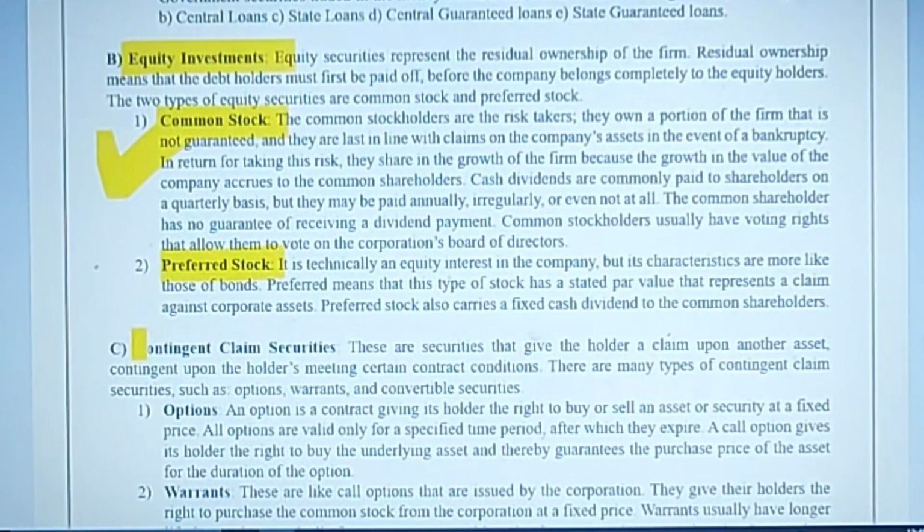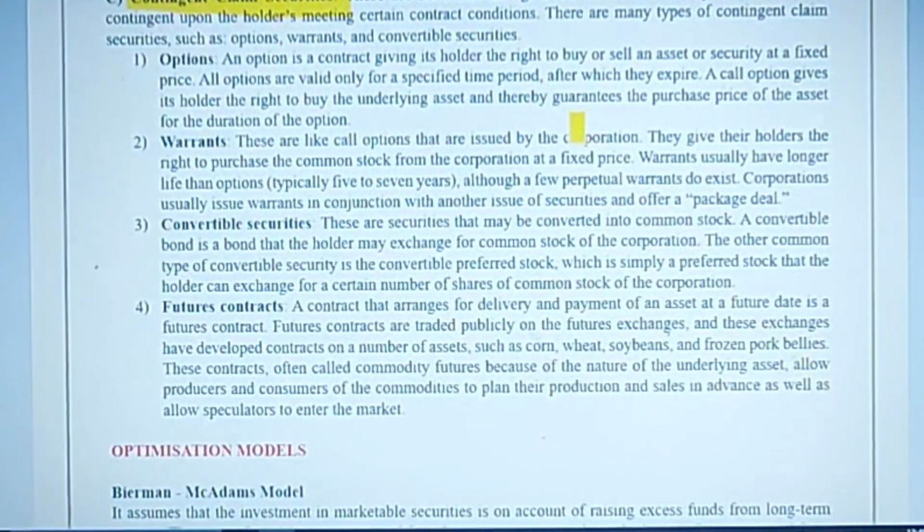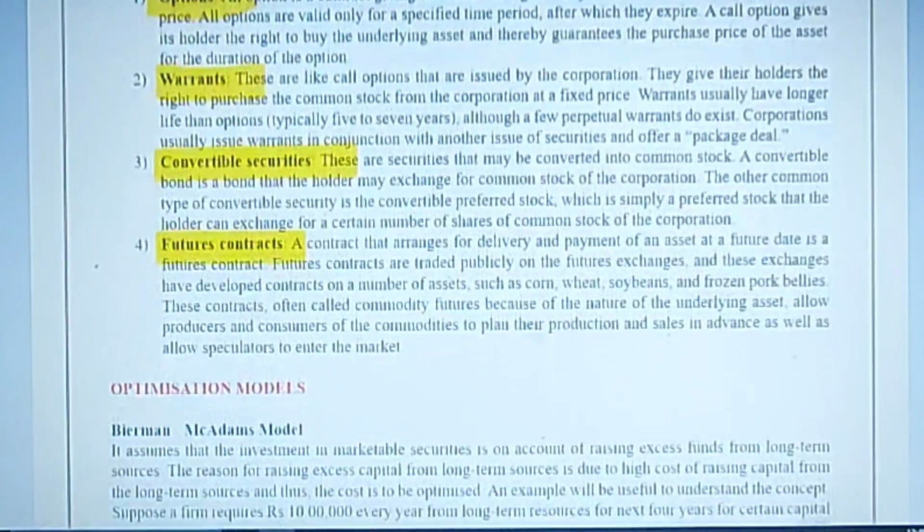One more category is there, that is contingent claim securities. And here also we can invest in options, we can invest in warrants, we can invest in convertible securities, and we can also invest in futures contracts.